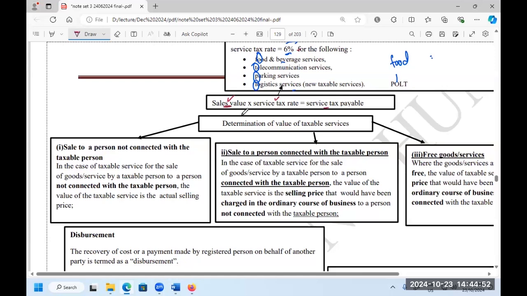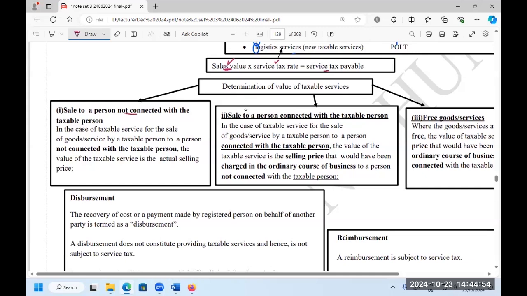The sales value is, if you are selling to a person not connected, then the sales value would be the actual selling price. If you are selling to a person connected with the taxable person, then it will not be the selling price that you charge when you sell to this connected person. It will be the selling price that would have been charged in the ordinary course of business, that is, when you sell it to a person not connected with the taxable person.